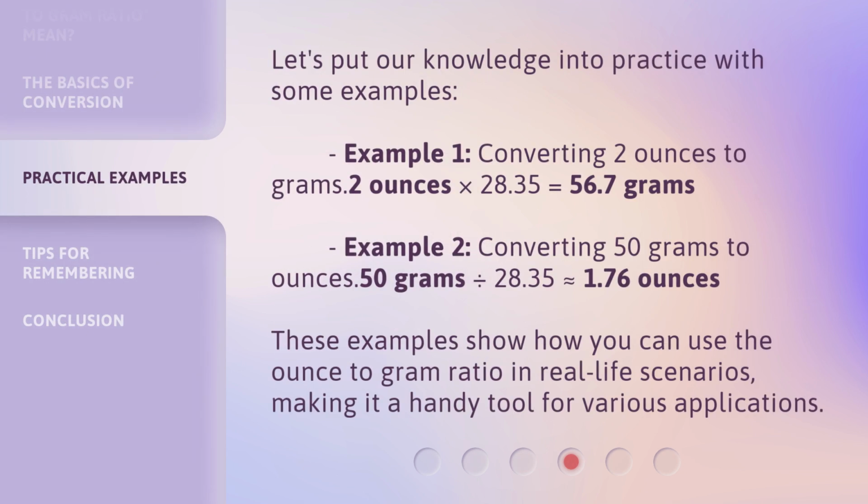Let's put our knowledge into practice with some examples. Example 1. Converting 2 ounces to grams. 2 ounces times 28.35 equals 56.7 grams. Example 2. Converting 50 grams to ounces. 50 grams divided by 28.35 approximately equals 1.76 ounces. These examples show how you can use the ounce-to-gram ratio in real-life scenarios, making it a handy tool for various applications.